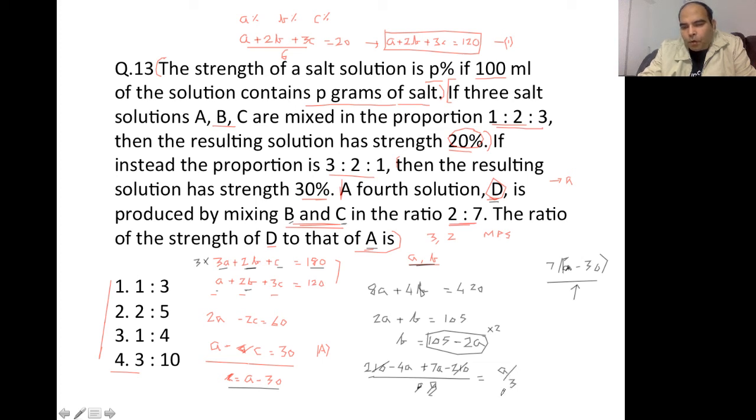So if you want the ratio of strength of D to A, the ratio of strength of D to A will be A by 3 divided by A, where the A will obviously cancel itself out, and hence the answer will be 1 by 3. So the correct answer here is option 1, which is 1:3.